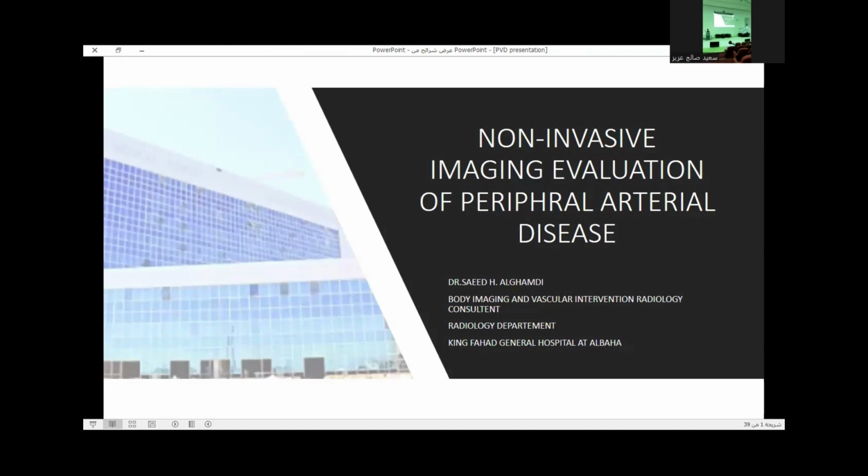My talk will be about non-invasive imaging and tools that can benefit the diagnosis of peripheral arterial disease, mostly in diabetic patients. The tools can be used in the clinic or in the radiology department.